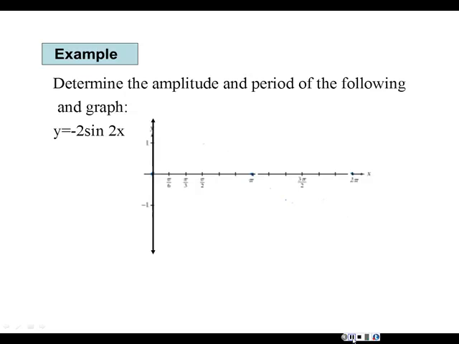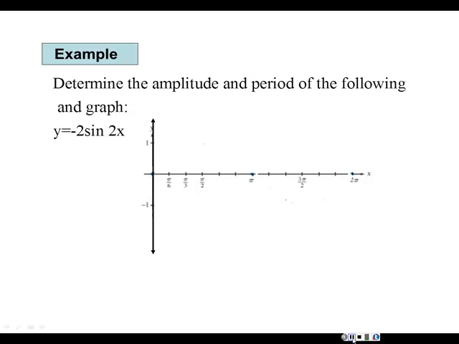So the graph should look like this. Now here, the amplitude is 2, right? Because our A is 2. Remember, you cannot take the negative A, because the amplitude is the absolute value of A. So it doesn't matter whether you have a negative sign or not, you are taking the absolute value. So that is still 2.